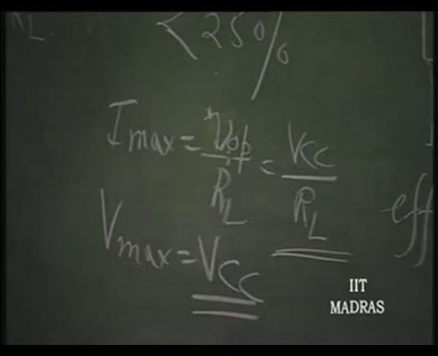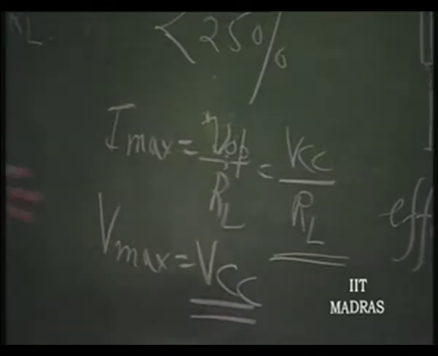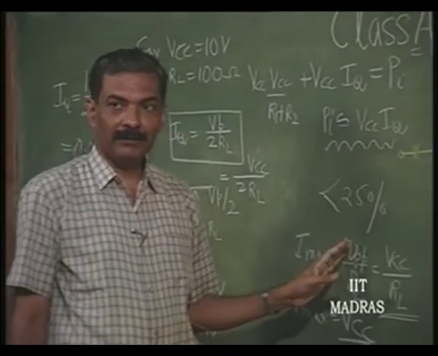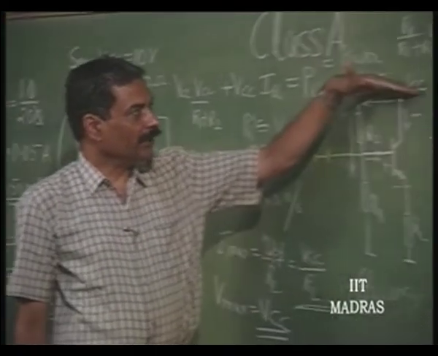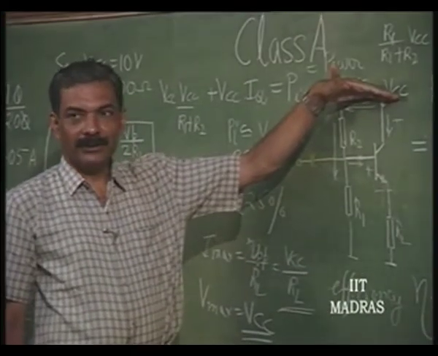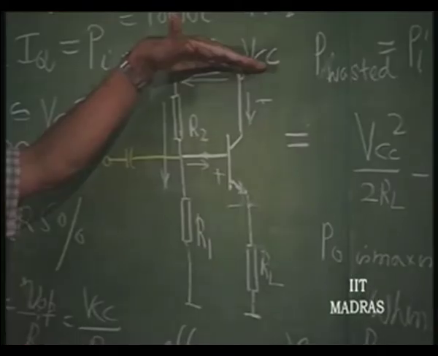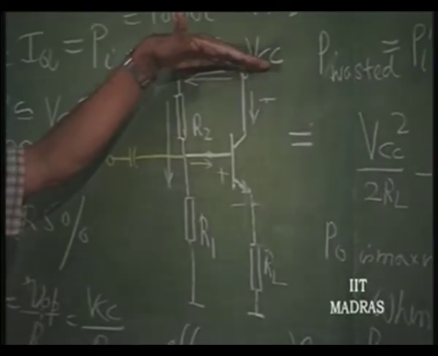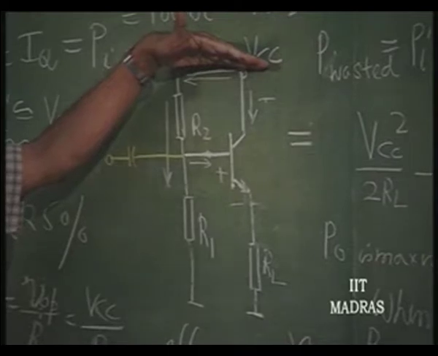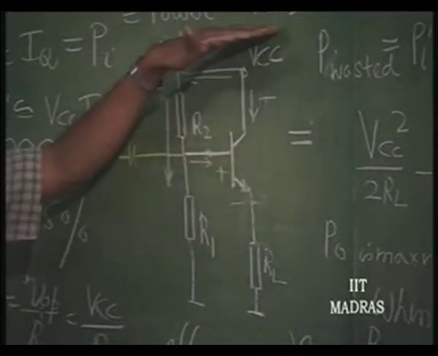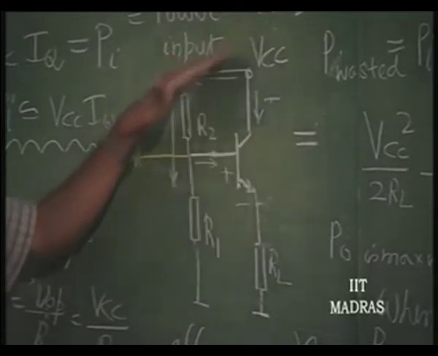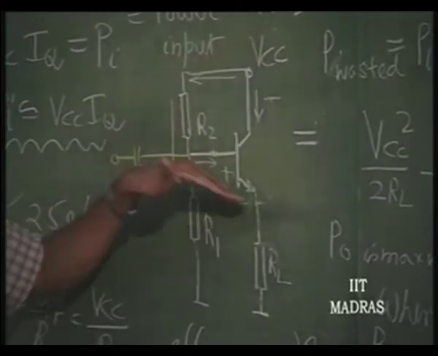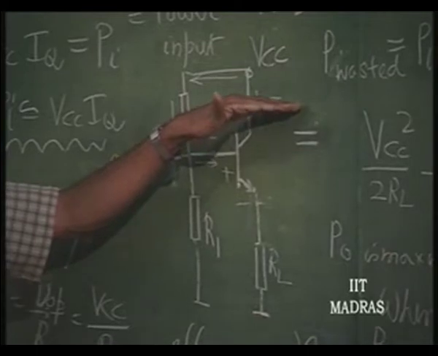and maximum power is going to be determined by V c c squared divided by 2 R L, that is the input power. Half of it is going to be V c c squared divided by 4 R L. That is the maximum power to be dissipated in the transistor.